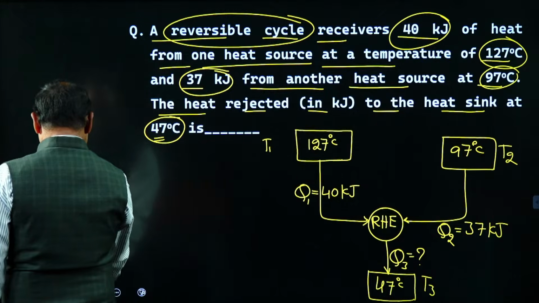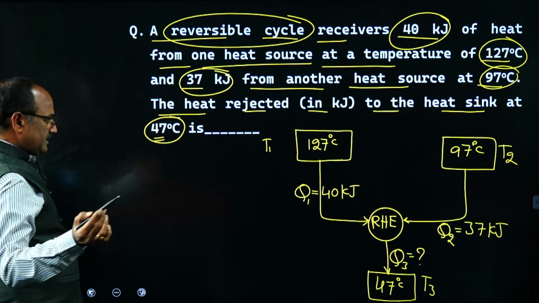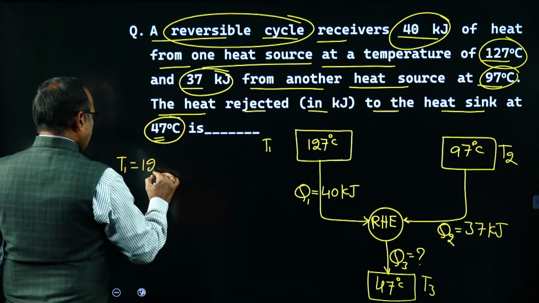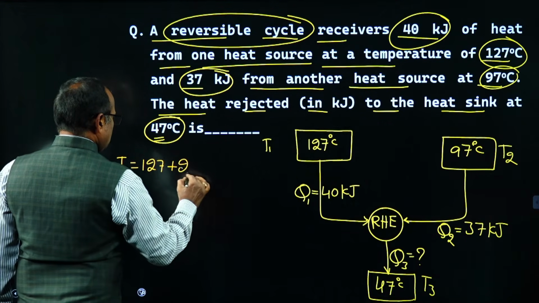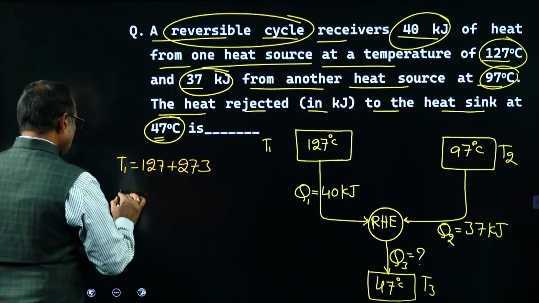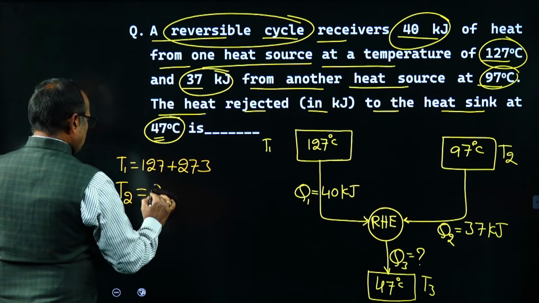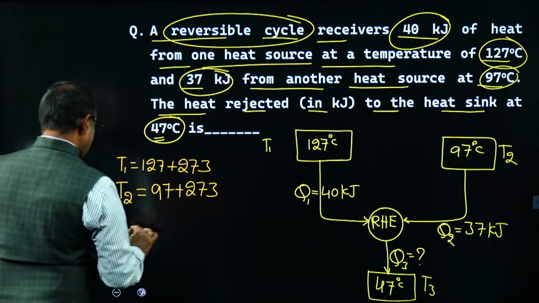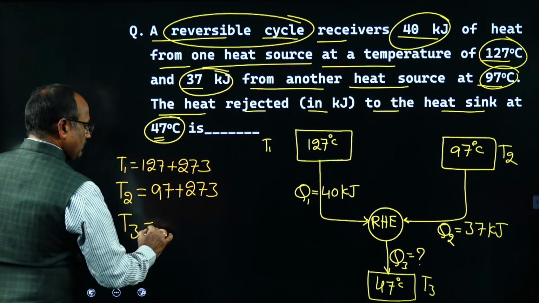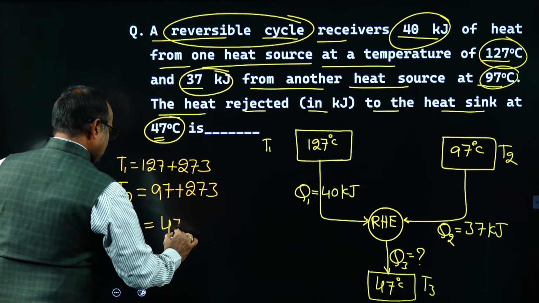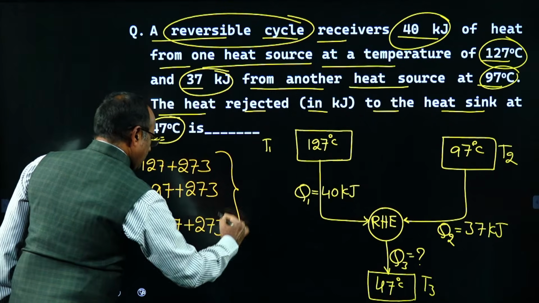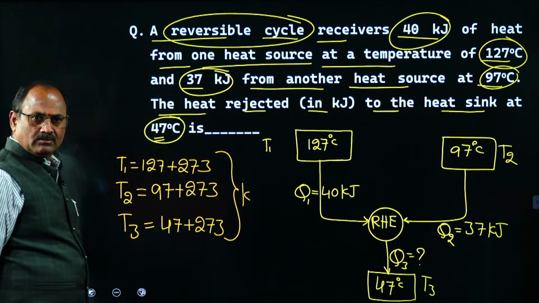For that you have to take the temperatures in Kelvin only. T1 equal to 127 plus 273, T2 equal to 97 plus 273, T3 equal to 47 plus 273. All are in Kelvin.